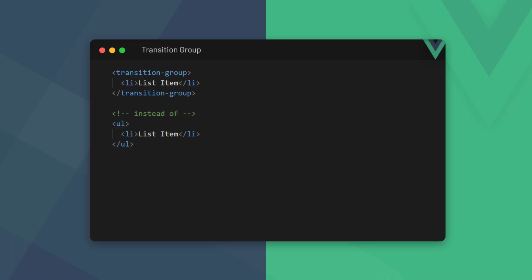If we want to animate multiple elements, we need to use the transition group component. This component doesn't wrap, but rather replaces, the original container element. For example, if we have an unordered list, we would replace the UL tags with the transition group tags. By default, the transition group tag will not render a wrapper when the application is compiled. But we can specify one with the tag attribute.